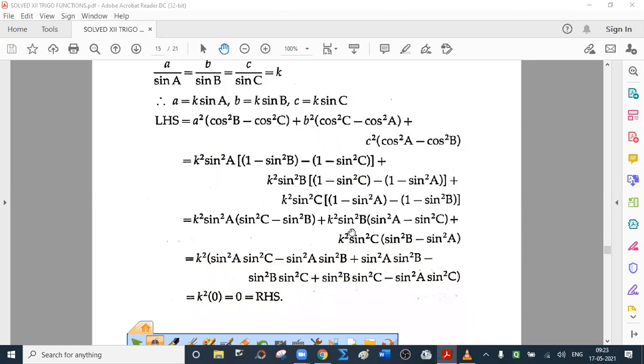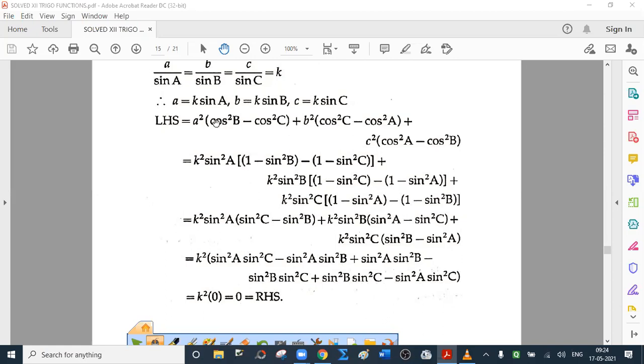They have opened all the brackets, have taken k square common to get what? Sine square A sine square C minus sine square A sine square B plus sine square A sine square B minus sine square B sine square C plus sine square B sine square C minus sine square A sine square C. So all these terms get cancelled. What remains is k square into 0, which is 0, which is nothing but the right hand side.